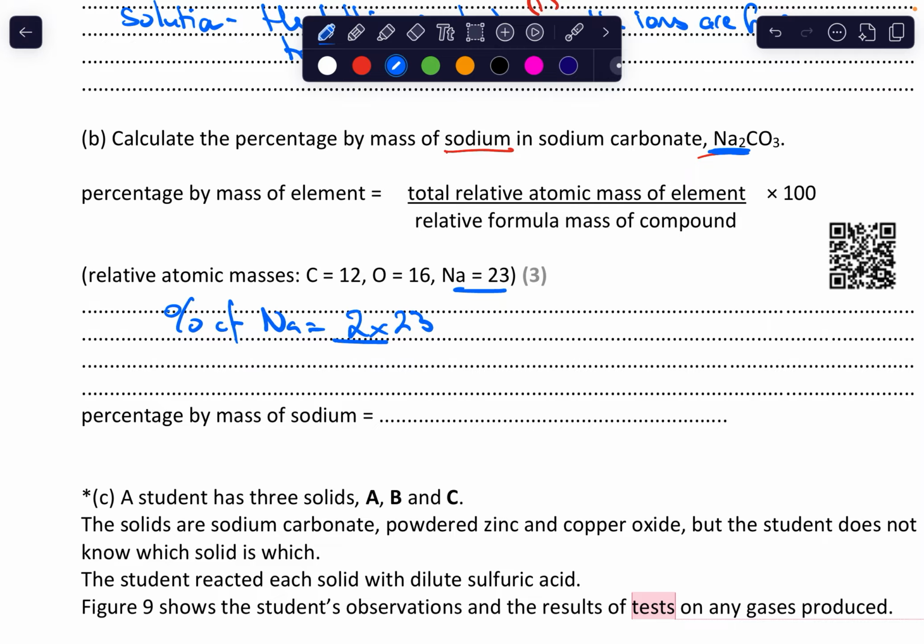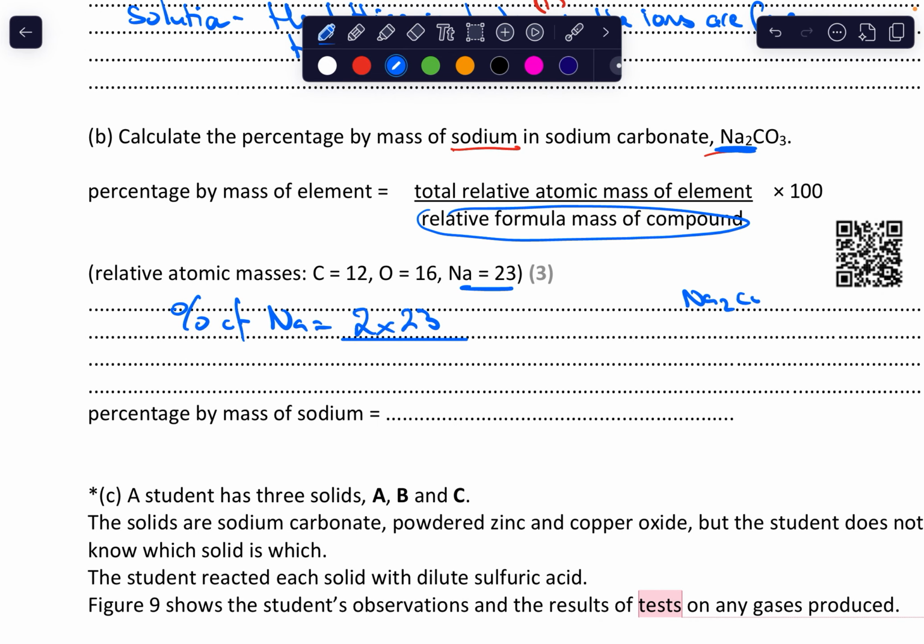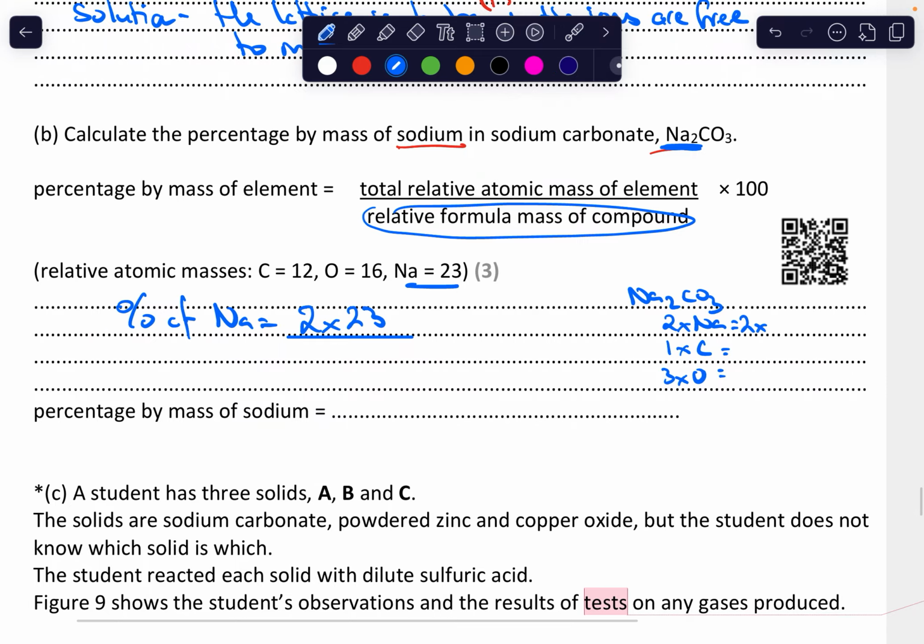And then on the bottom, we've got to work out the mass of the whole formula. I'm going to do that separately. So the formula is Na2CO3. So as we've seen, there's 2 sodiums, there is 1 carbon, and there are 3 oxygens. And put the numbers in place. So I've got 2 times 23 is 46, 1 times 12 is 12, and then 3 times 16 is going to be 48. Add all those together, and that gives me an answer of 106.